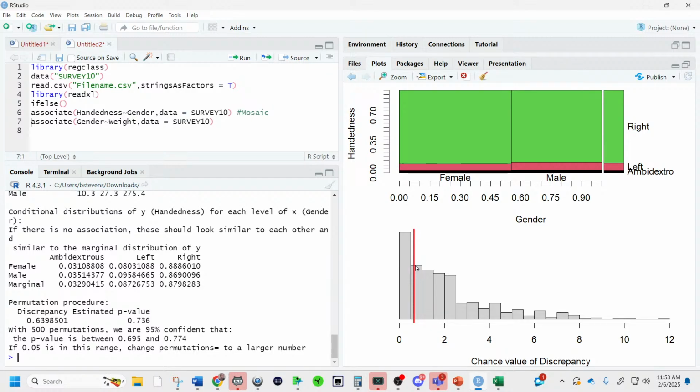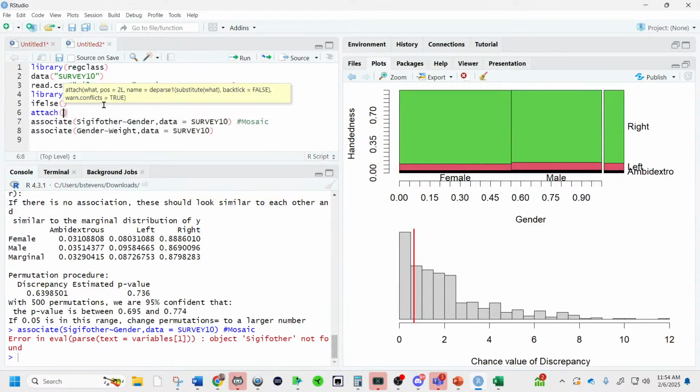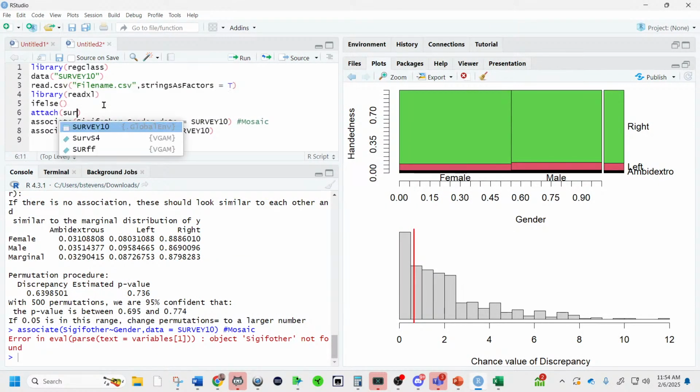Is this our observed discrepancy, the red line right there? That's the value of it. Is it like the random chance discrepancies created by the permutation procedure, or is it very different? I think it's like, which means we think the differences here are likely by random chance.